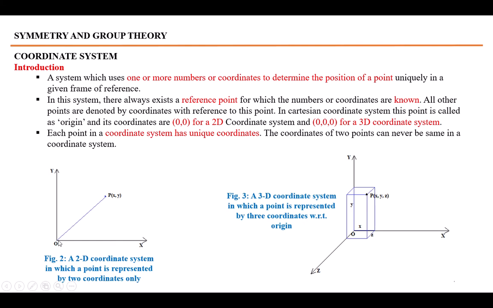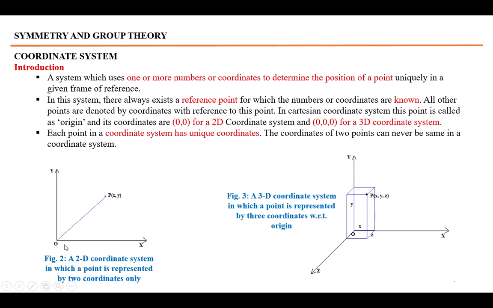Here in a two-dimensional coordinate system, two coordinates are required to determine the position of a point. For example, here a point P is determined by two coordinates x and y. X is the distance along the x-axis. It is the distance whenever you drop the perpendicular from this point. This distance which a point covers along the x-axis will be x, and y is the distance along the y-axis which this point is covering.